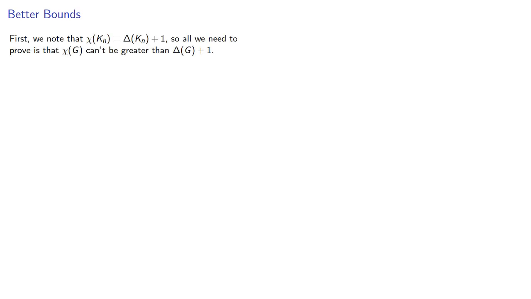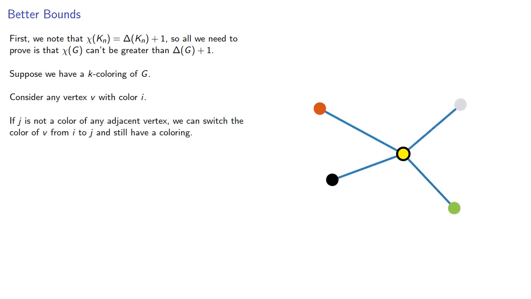Well, let's prove that. First, we note that the chromatic number of the complete graph on n vertices is in fact the greatest degree plus 1. So all we need to prove is that the chromatic number can't be even greater than this amount. So suppose we have a k-coloring of G. Consider any vertex V with color i. If j is not a color of an adjacent vertex, we can switch the color of V from i to j and still have a coloring. This is something that you should actually prove.